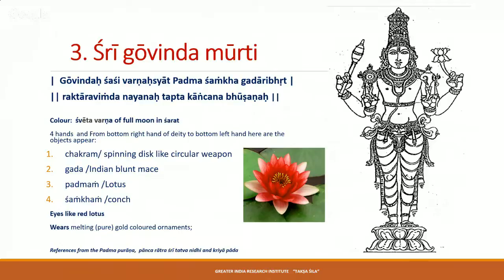Shashivarna Syat Padma Shankha Gadaribhrit. Again, he has four hands, Chaturbhuja Rupam. There is a significance to these 24 Murtis. There is a mathematical significance, because the 24 forms hold only these four: Chakram, Gada, Padma, Shankha, but the combinations are different for each of the 24. In mathematics, 4 factorial is 4 into 3 into 2 into 1, that is 24 forms. Like that, these 24 forms were created.